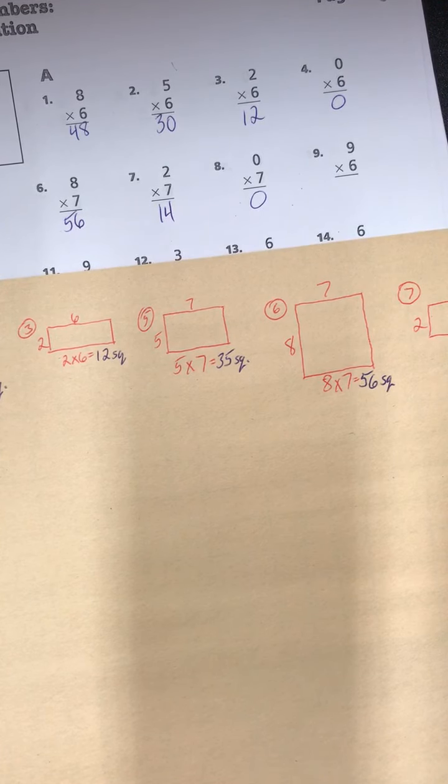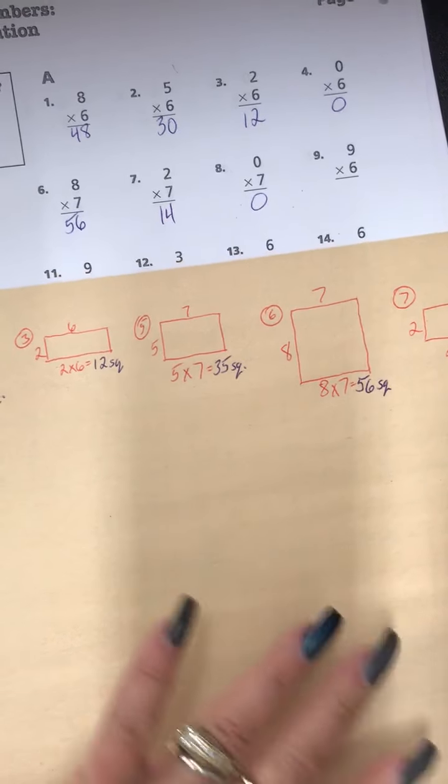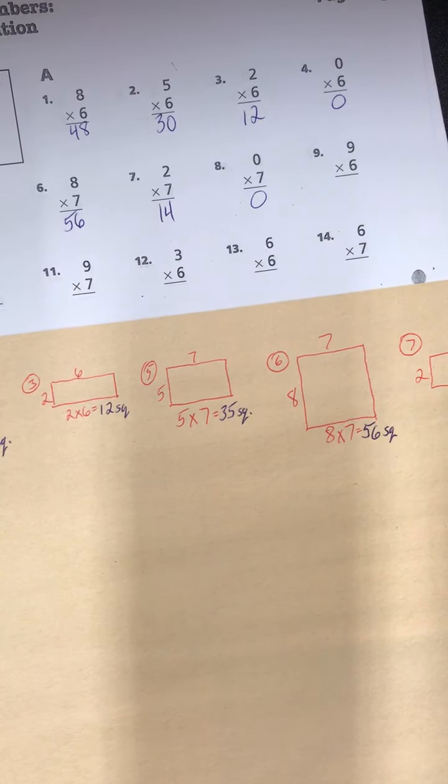Put your answer on your picture and then put your answer on your paper. When you're done, you can go on to number 10. 7 times 7.